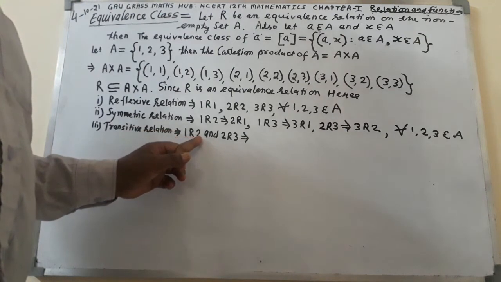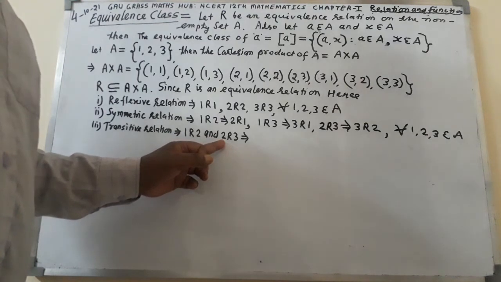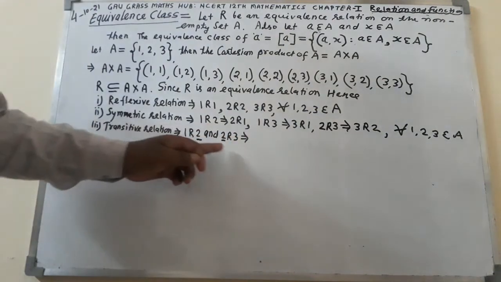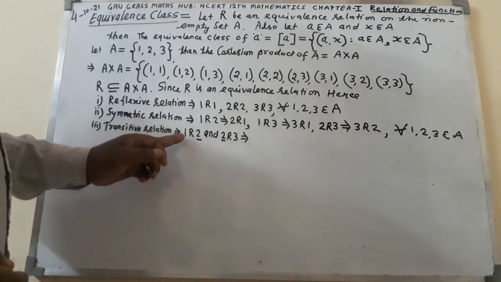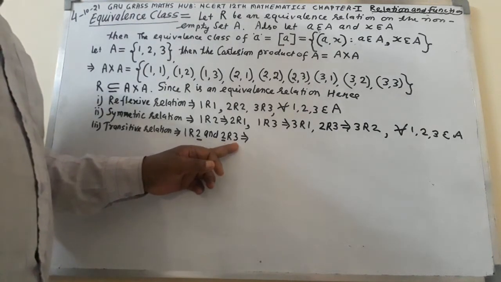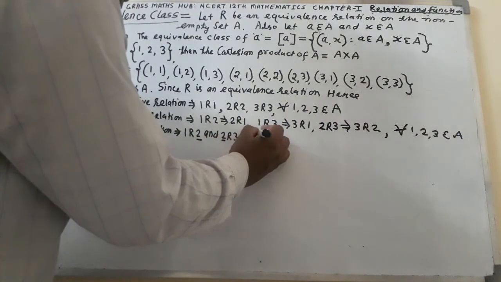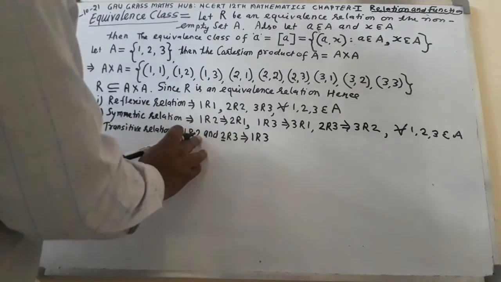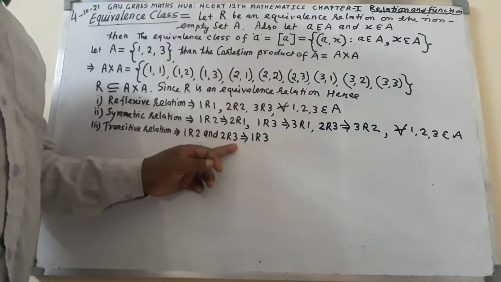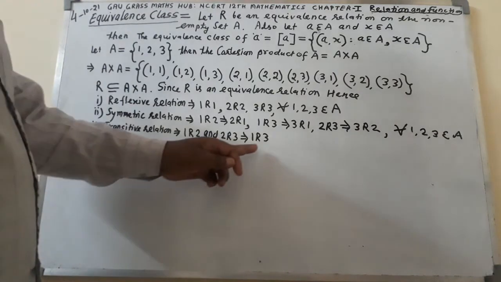The second element in the first ordered pair is 2. So here in the second ordered pair, the first element must be 2. So these 2 and these 2 must be the same. So what will we do? Take the first element of the first ordered pair and the second element of the second ordered pair. Implied that 1 related to 3. 1 related to 2, 2 related to 3, so 1 related to 3 must be there. So here you can see 1 related to 3.